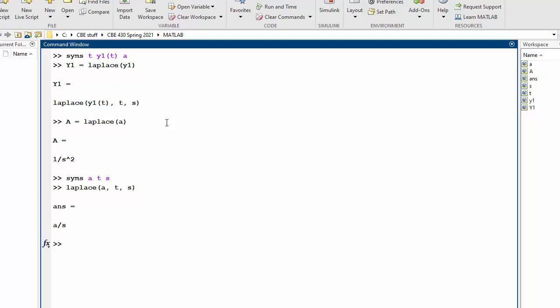Similarly, MATLAB will look for an s in a Laplace domain function when taking the inverse Laplace transform and assume that s is the Laplace domain independent variable. But if it can't find an s, it'll assume that some other variable is the Laplace domain independent variable. By providing two additional input arguments to the laplace function, we can tell MATLAB explicitly which variable we want to be the independent variable in the time domain and which variable we want to be the independent variable in the Laplace domain. This way, MATLAB doesn't have to guess what we want.